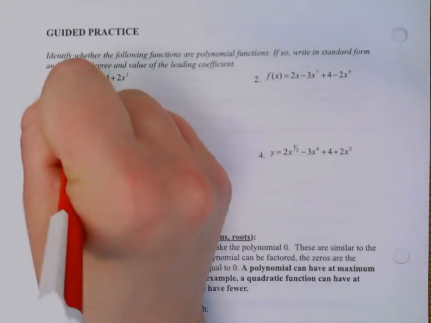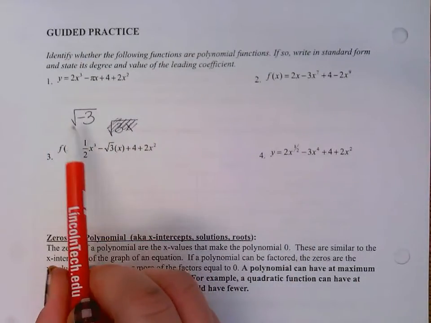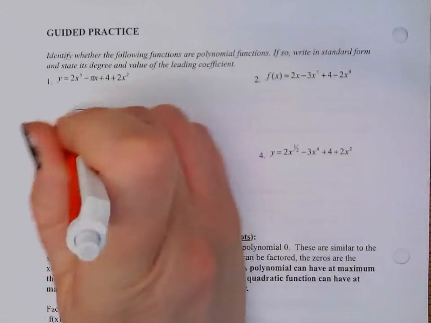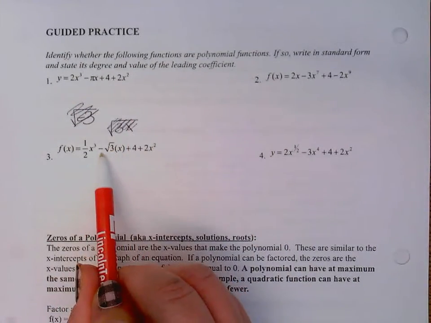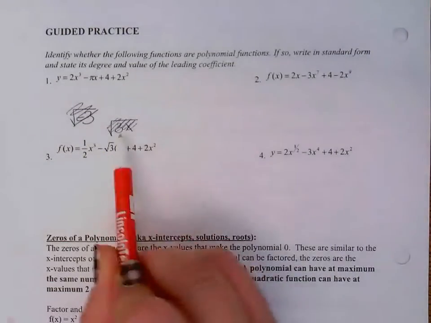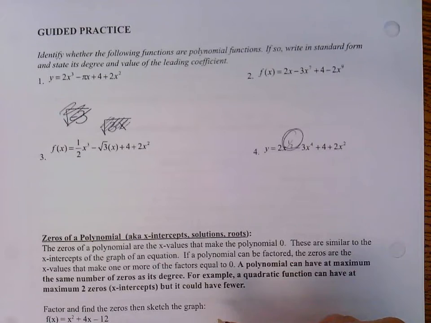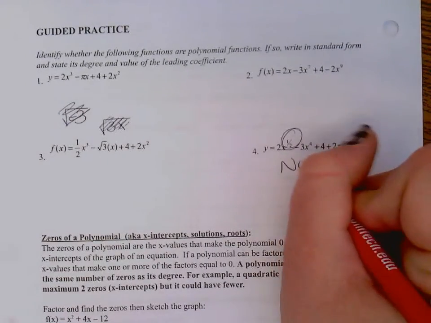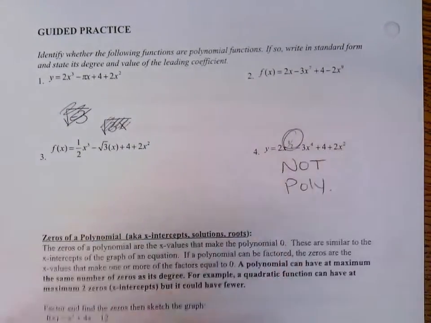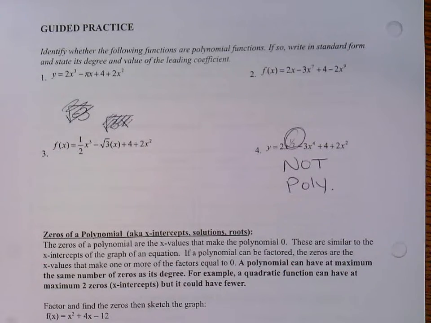You also could not have negative under the radical. But see how the negative is outside the radical? So this actually passes. It's this one that fails. See how it has a fractional exponent? So this is the only one that's not a polynomial. So I don't have to go any further on number 4.